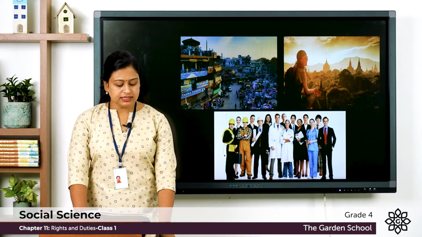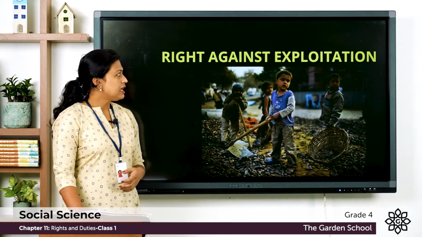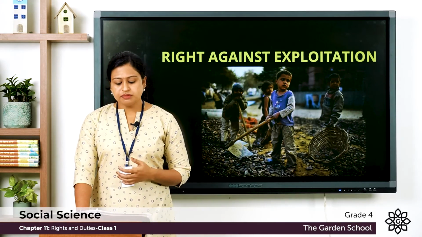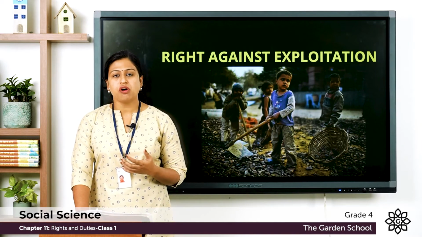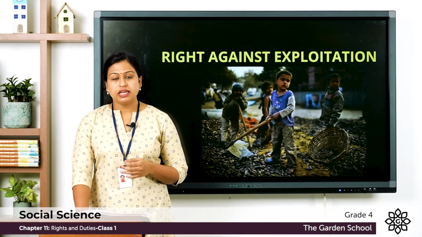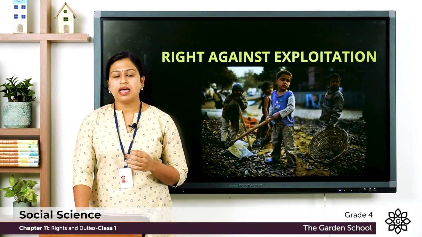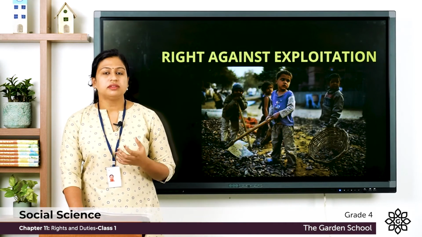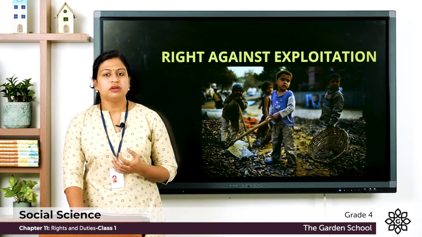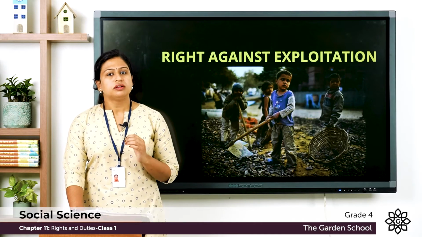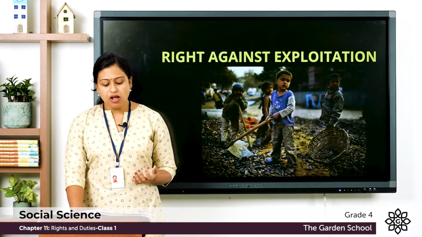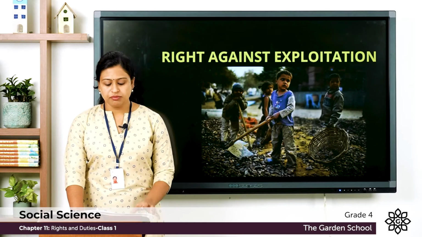Now the next one is the right against exploitation. This means that nobody can exploit or take advantage of any other citizens. It also means that nobody can force children below the age of 14 to work. That is, nobody can practice child labor. Children below the age of 14 are not allowed to work in any factories, mines or houses as domestic labor.